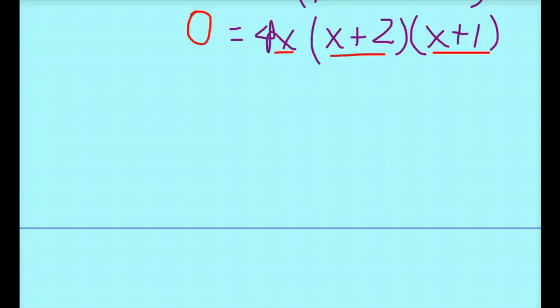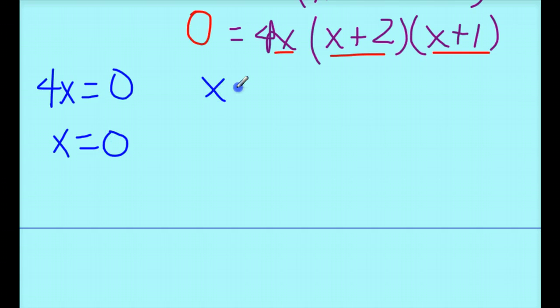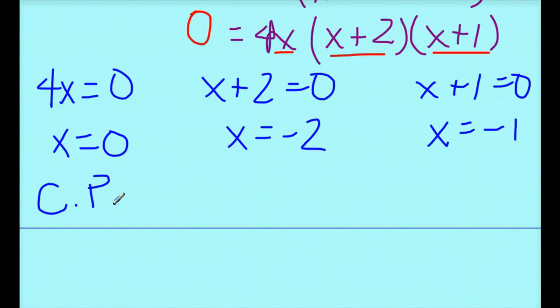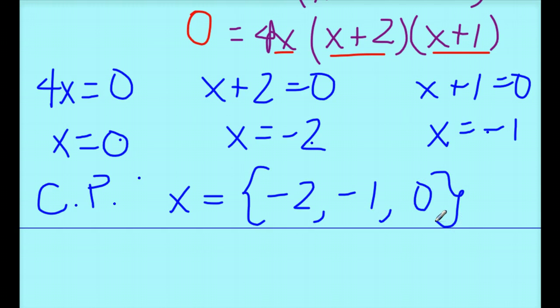And so I see that 4x is equal to 0 when x is equal to 0. x plus 2 is equal to 0 when x is equal to negative 2. And x plus 1 is equal to 0 when x is equal to negative 1. So my critical points, which I call CP, would be x is equal to the set, and I'm going to put them in order, so negative 2, comma, negative 1, comma, 0. So this function has 3 critical points in the graph.